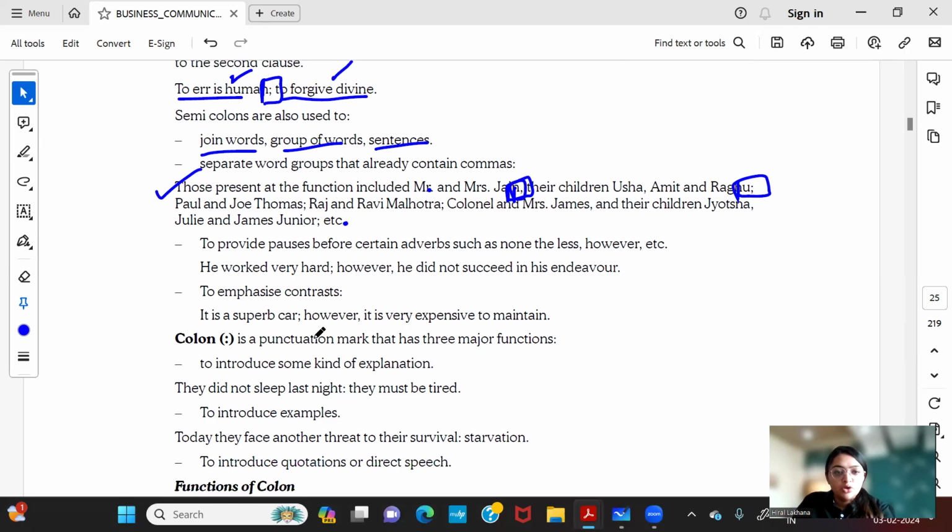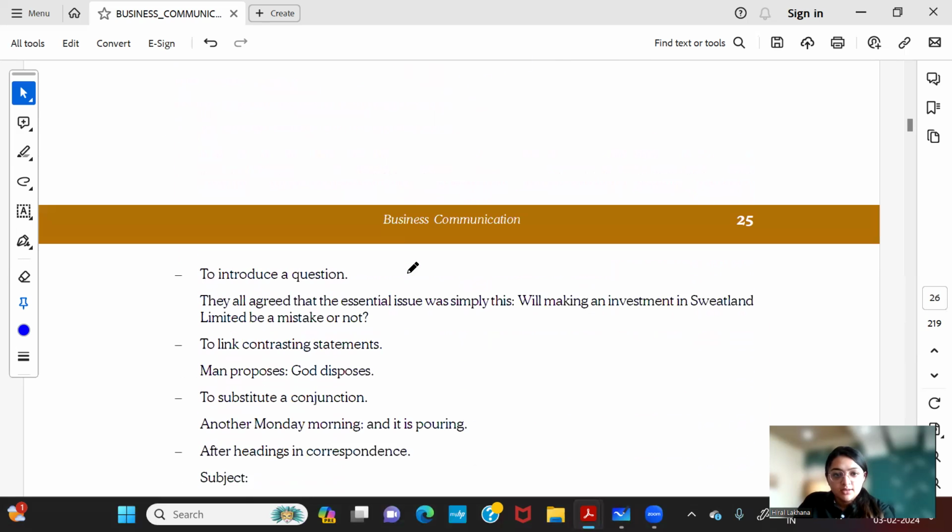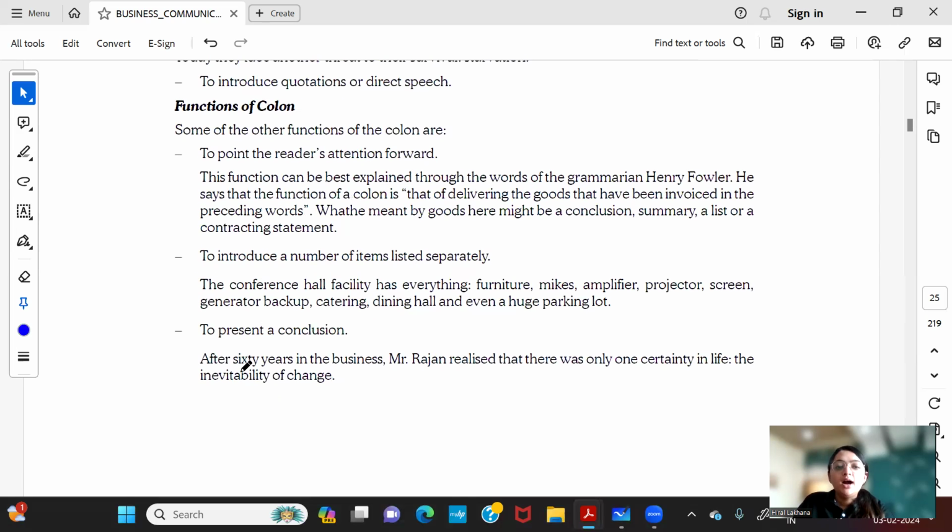Now moving on to the next punctuation mark that we studied, the colon. Like we were saying, it is used to introduce something. That something could be an explanation or examples for that matter. Say, for example: after 60 years in the business, Mr. Rajan realized that there was only one certainty in life: the inevitability of change. Here we have introduced another phrase within this sentence. We have used a colon right here before introducing another explanation or phrase.